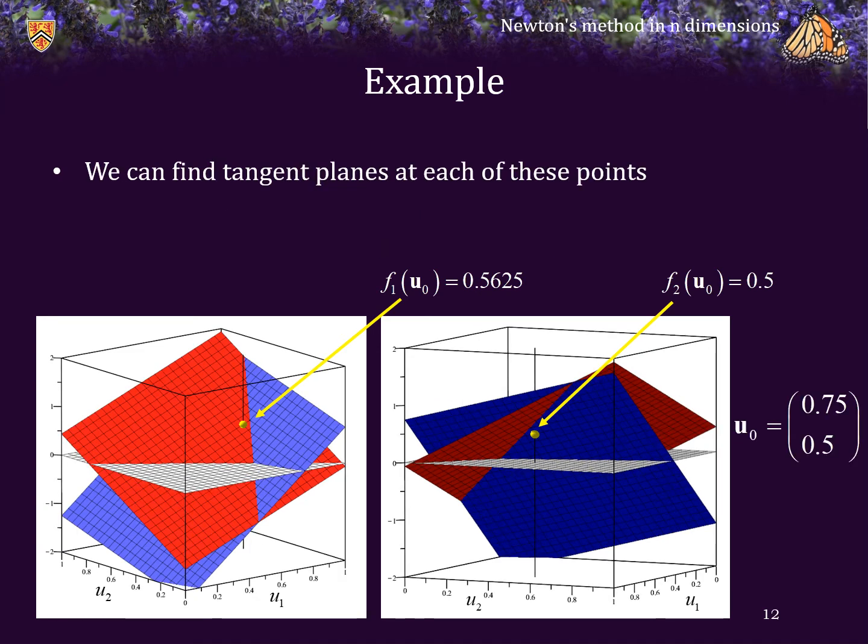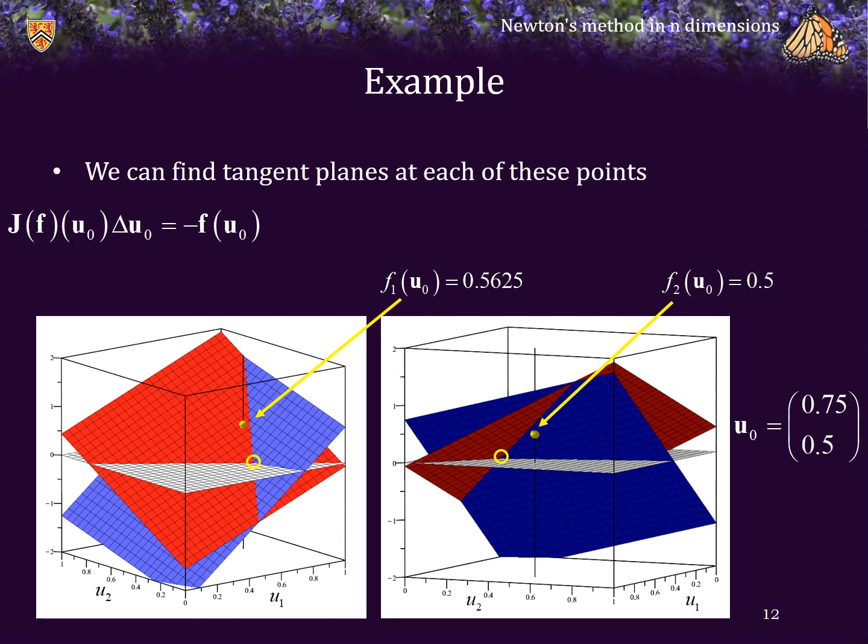Now, using the Taylor series, as we described before, we can find two tangent planes. On the left-hand side, you can see how the red plane is tangent to f1 at that point, and on the right-hand side you can see the blue plane being tangent to the function f2 at that point. We want to find the simultaneous root of these two planes. That is, we have a system of two linear equations in two unknowns. How do we get to that root?